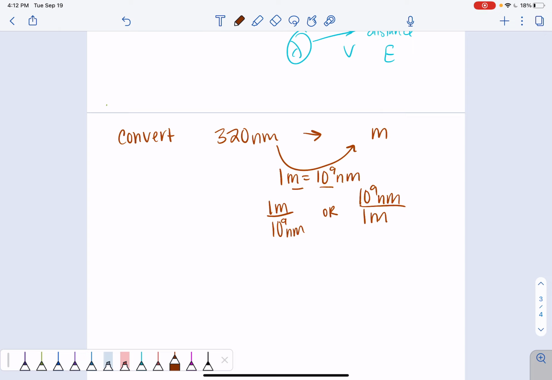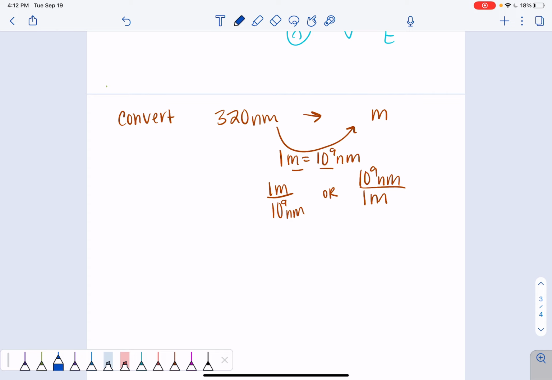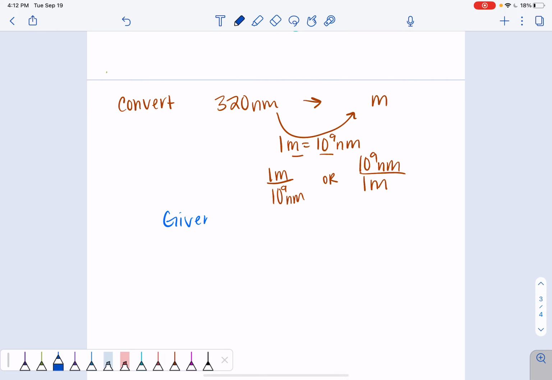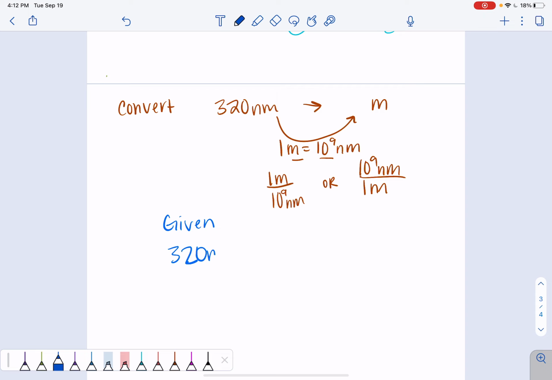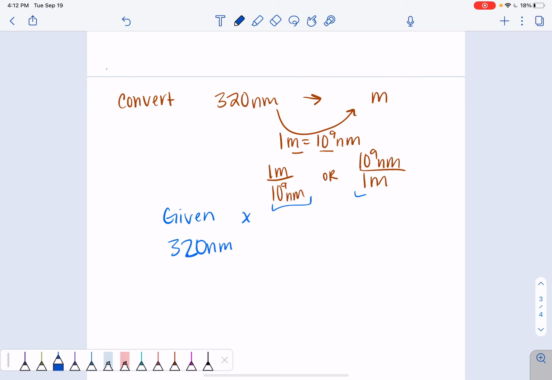So you can write this either way. And then the way that I told you to do this is to start with your given, which is 320 nanometers. Multiply it by one of these, the conversion that gets rid of your given. Well, it's on top. I want it to be on bottom so I can get rid of it. So I'm going to use this one, not the one with meters on the bottom. So I'm going to say 10 to the 9th nanometers is equal to 1 meter. That way that nanometers over nanometers cancels, and I'm left with just meters, which again was my goal.